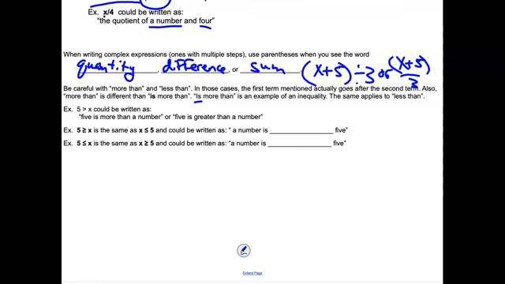So this is 5. This is the greater than symbol. It points towards the small thing. The symbol always points towards the small number. So this means 5 is bigger than x. Right? See how that arrow's pointing at the small number? Always point at the small number.